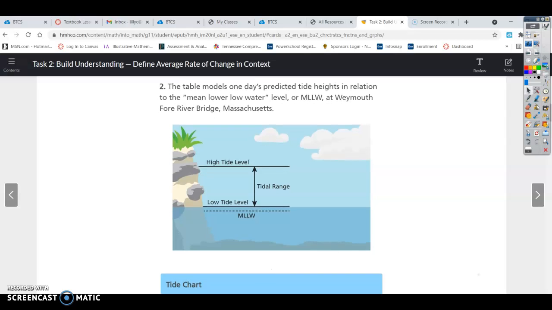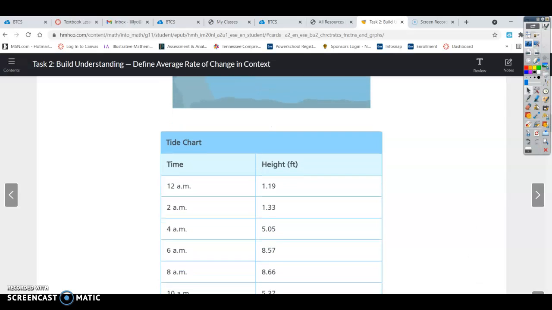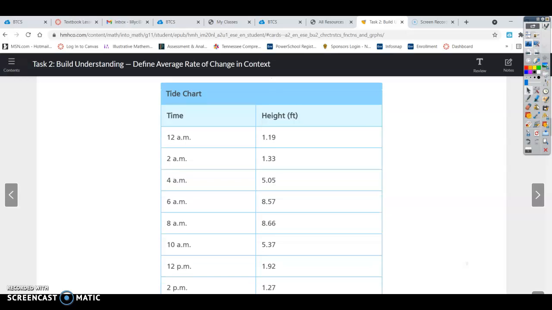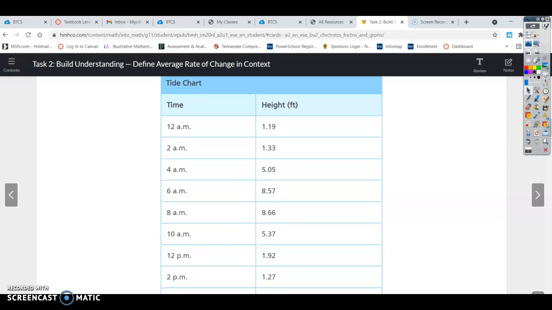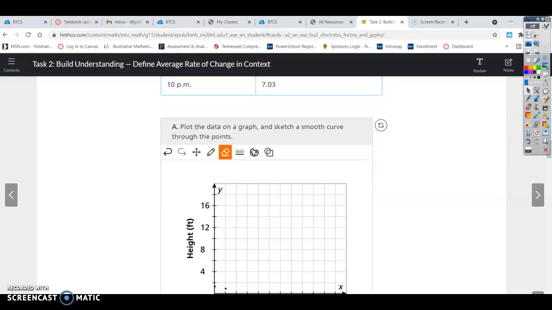Alright, so if you look at the picture here, you're going to see high tide goes to the top line and low tide goes to where the water is currently, or a little above low tide it looks like. And then it says the tide range is what that is in between there. Alright, and they give you a chart with the time and height in feet. And then it says plot the data on a graph and sketch a smooth curve through the points.